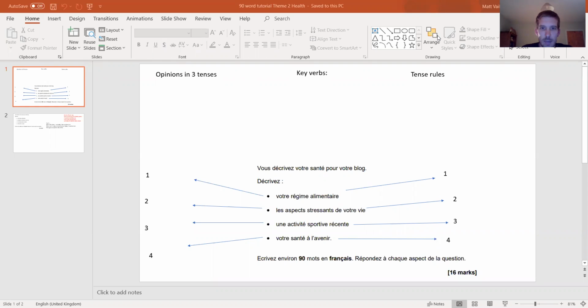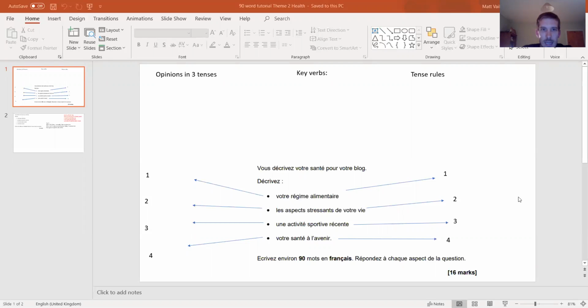So what I've picked this time is a question from theme 2, which is on health, and therefore it should hopefully give you a little bit of variety from what we did last time on theme 1, which was on family and friends. So this was from the specimen paper set 2, so again came out before the actual exam started in 2018, but it's the sort of question that you can expect for the 90-word piece of writing.